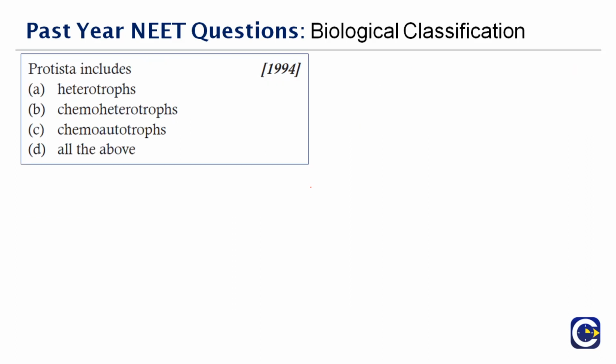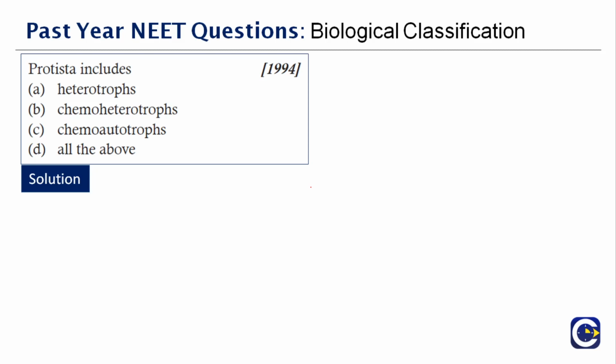Okay, next question here. Protista includes dash. This is again an easy question for you. When we talk about algae, we have different types of algae: red algae, green algae, brown algae, and so on, depending upon the pigment that they are embedded in. So, kingdom Protista includes flagellates, diatoms, dinoflagellates, slime molds. Then you have ciliates, sporozoans. All these come under this.